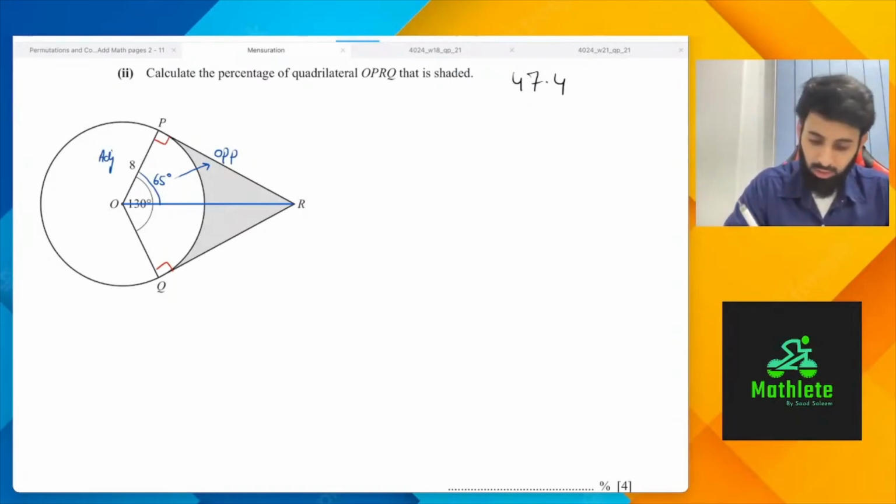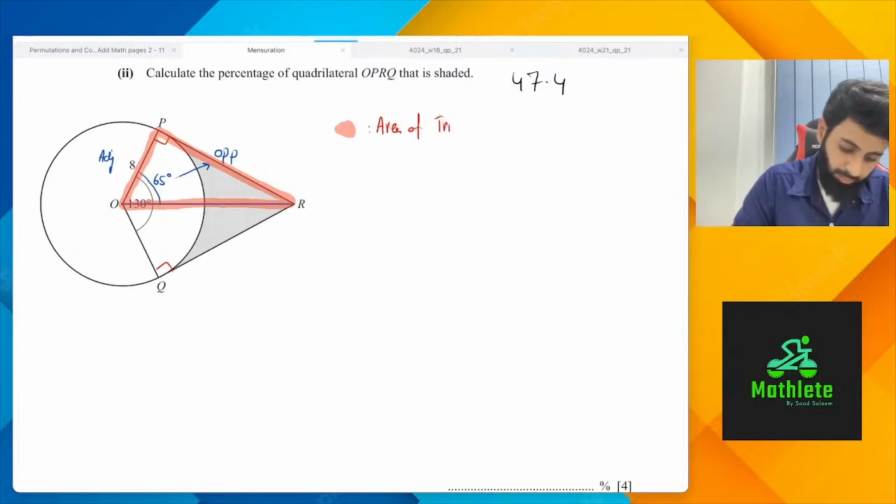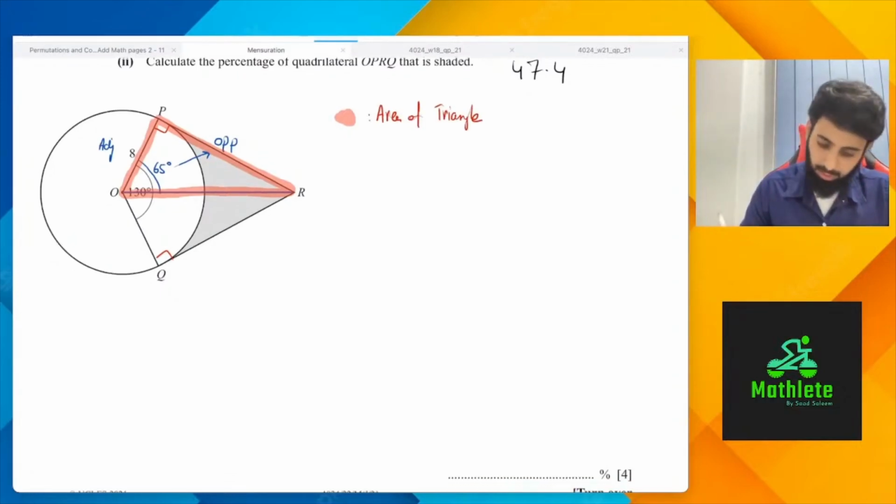Okay. So here's what we're going to do. What you see in red, whatever it is that I'm going to do in red now, will be for the area of triangle. Okay. So this is the area of triangle. So let's work this out now. Yes, it's a 4-mark question. Exactly, it's a 4-mark question.